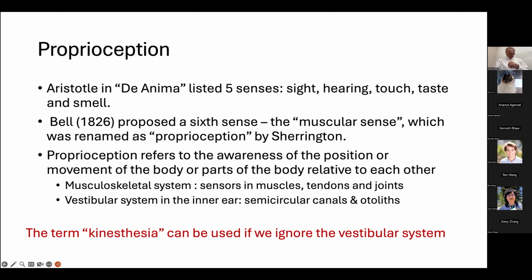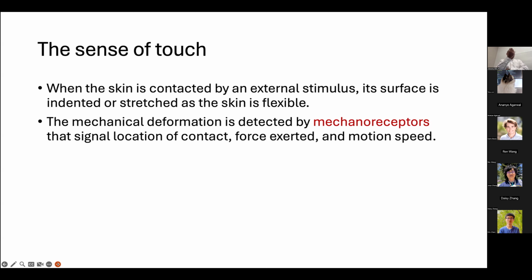Okay, how does it work though? A very important point here is that the skin is flexible. When an object presses against your finger, for example, the skin is stretched, and the area in contact increases. It can increase by as much as 70%. So it's a significant increase.